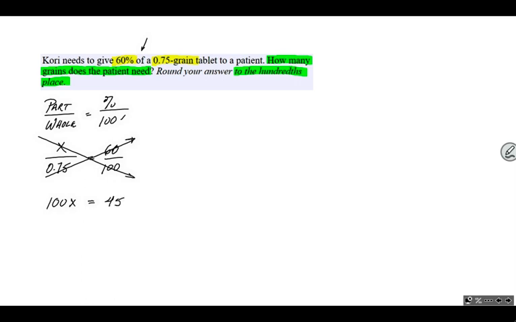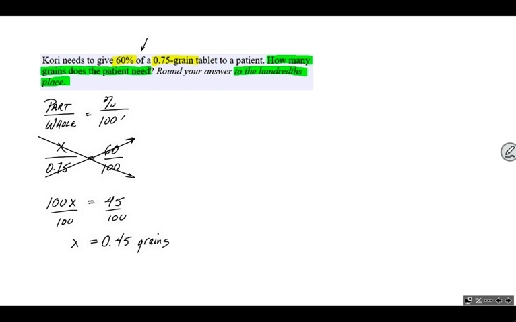And now to solve for x, we need to divide both sides by 100. We end up with x is equal to 45 over 100, 45 100ths. Put that into your calculator or do it in your head, and you're going to get 0.45. And finally, when we're working with medications, we always want to remember to put a leading zero in front of our decimal value. Let's put in our units.